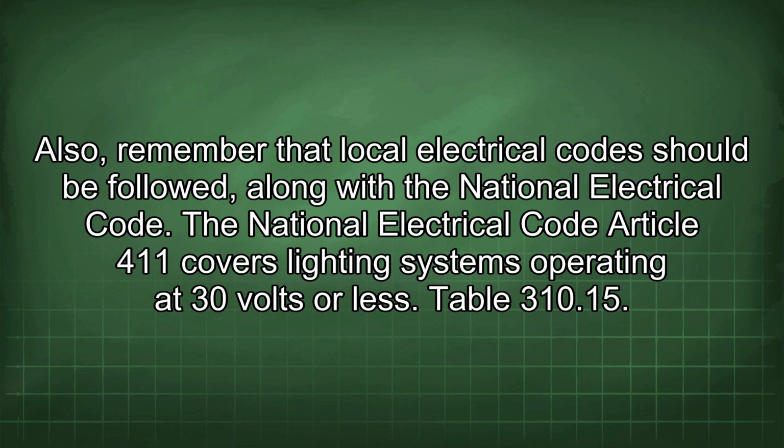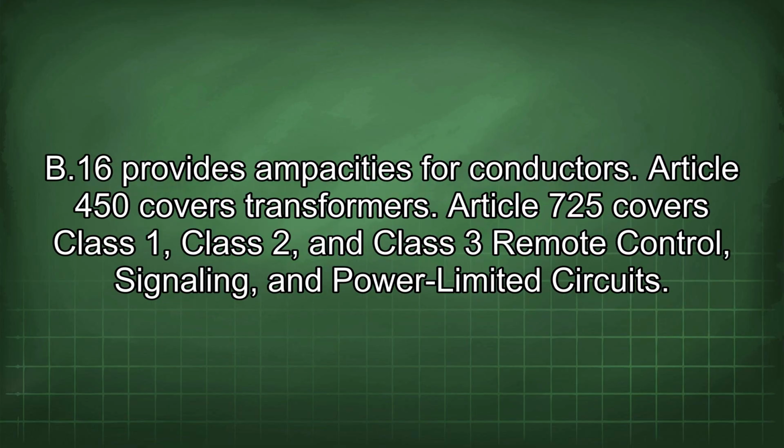The National Electrical Code Article 411 covers lighting systems operating at 30 volts or less. Table 310.15(B)(16) provides ampacities for conductors. Article 450 covers transformers. Article 725 covers Class 1, Class 2, and Class 3 remote control, signaling, and power-limited circuits.